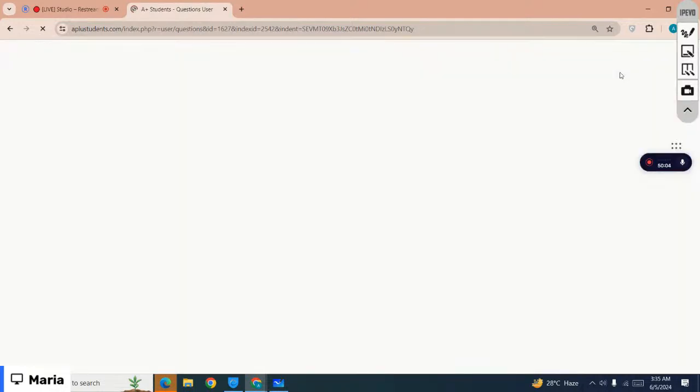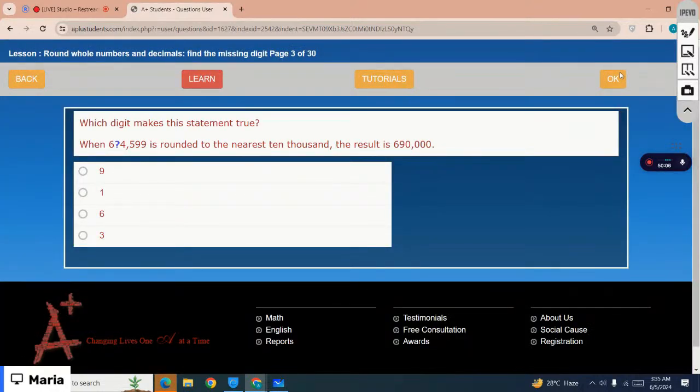Which digit makes the statement true? When 6, the missing number, 4,599 is rounded to the nearest 10,000, that is 690,000. So which is the correct option? Yes, 9 it is. The correct option is 9.